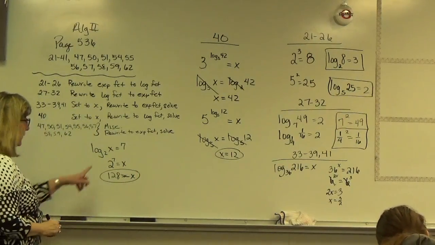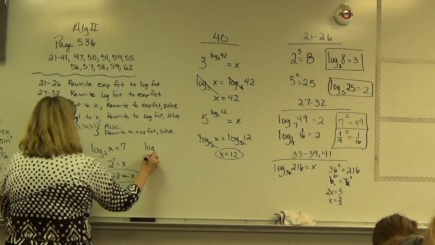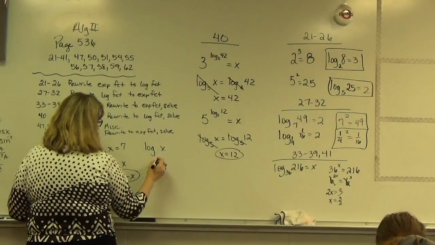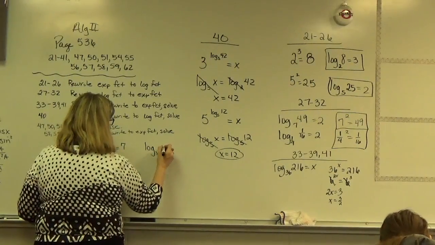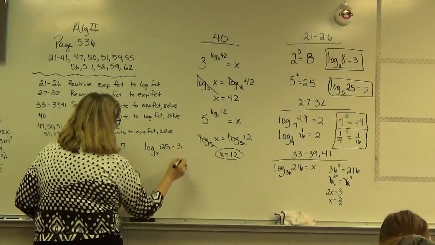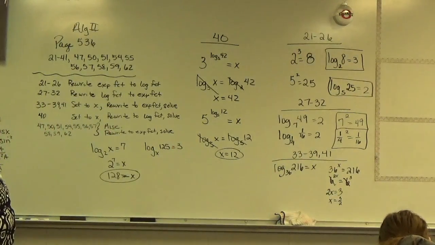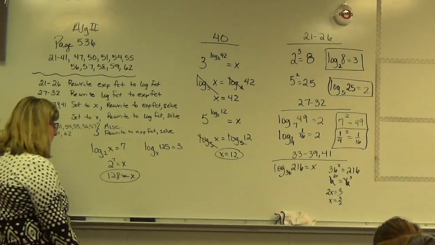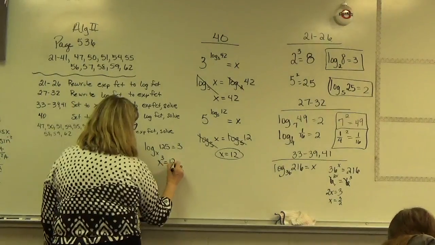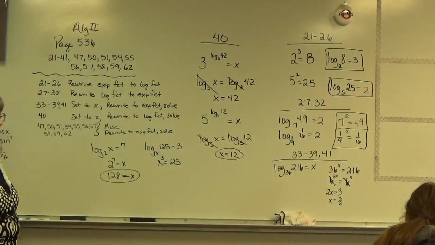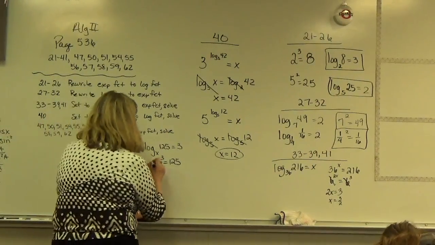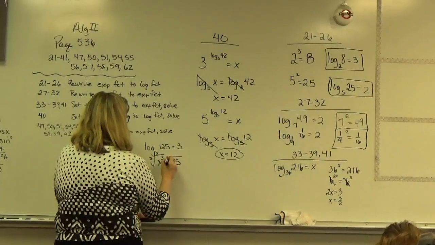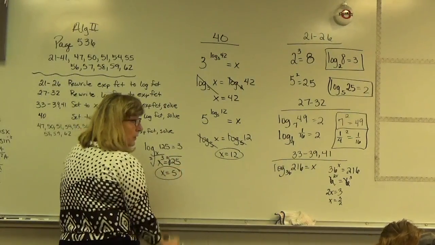Okay, so we had one where the x was here. Oh, I don't want it there again. I want it down below, sorry. How would I write that one in exponential form? X to the third equals 125. Then what would I have to do to solve that one for x? Take the cube root. What's the cube root of 125? 5. And that'd be our answer.